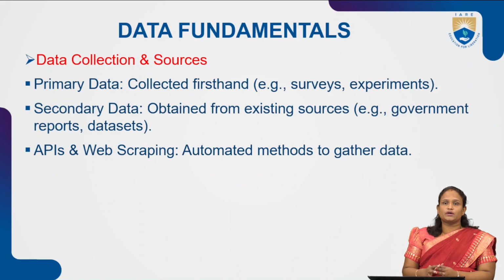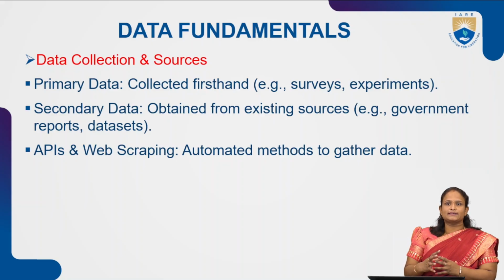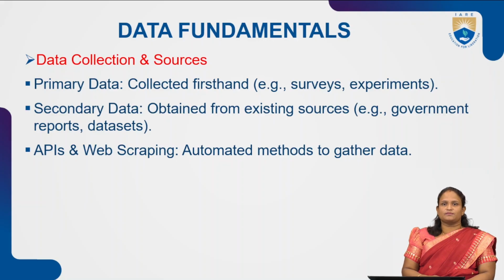The second one we are going to learn in this subject is data collection and sources. Primary data is collected first hand. Primary data always means that we are collecting that particular data for the first time, means the starting amount of data. For example, we collect that data from surveys and experiments. Secondary data is obtained from existing sources. Already we have that data. We are going to extract it from examples like government reports and also data sets.